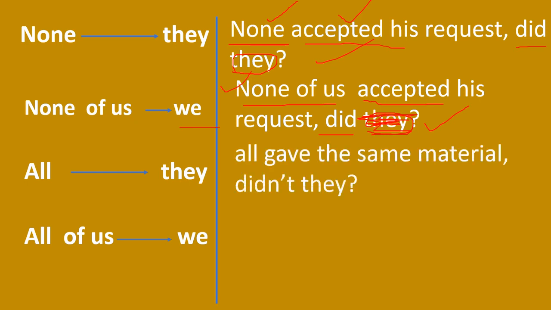Next one, all gave the same material. Here the sentence is given with the all. When there is all, we should write the subject pronoun as they. Here also there is no auxiliary verb, only the main verb is there. Gave is in the second form, that is called simple past. When there is simple past, we should write the question tag beginning with did. Didn't here, because all gave the same material is a positive statement, so we should write the negative question tag.